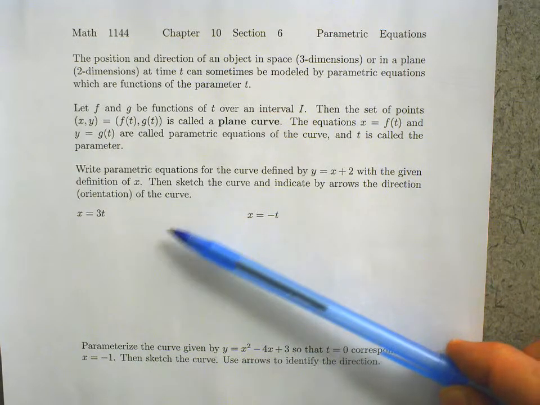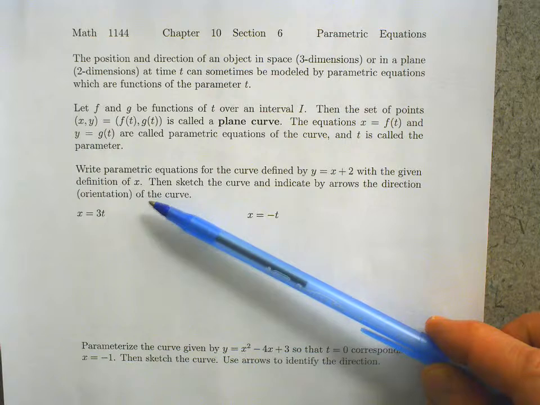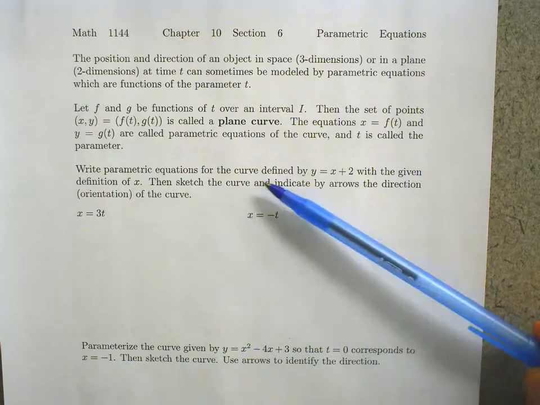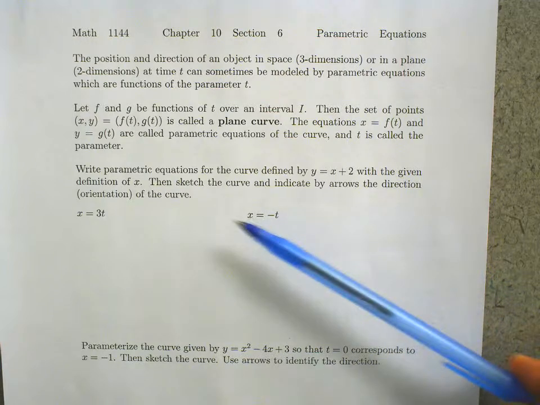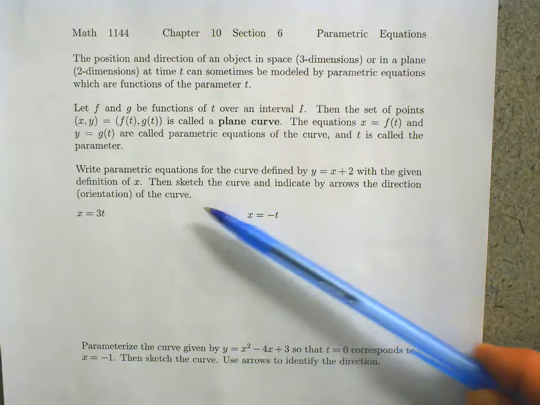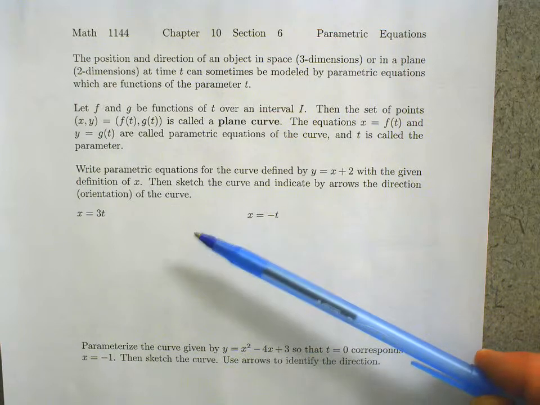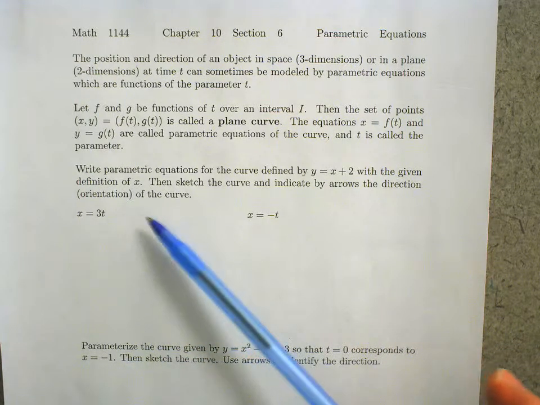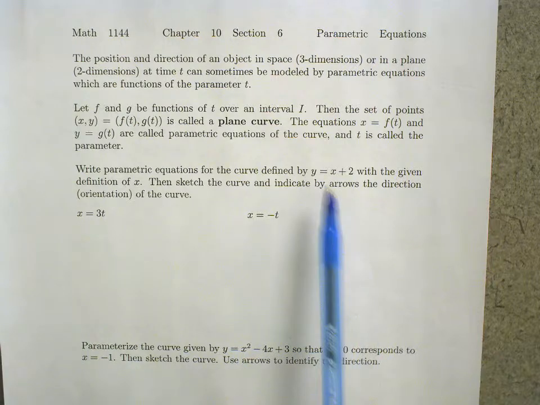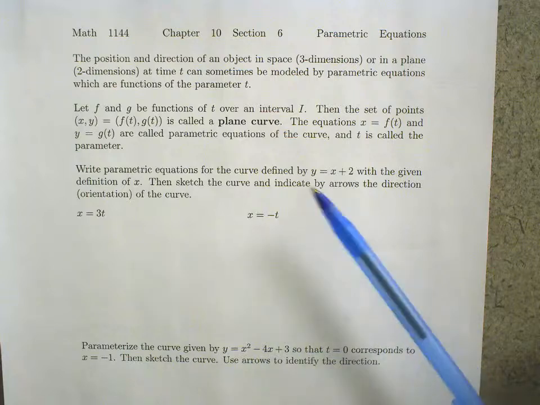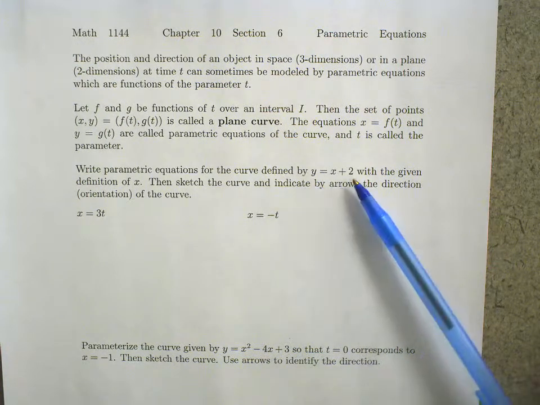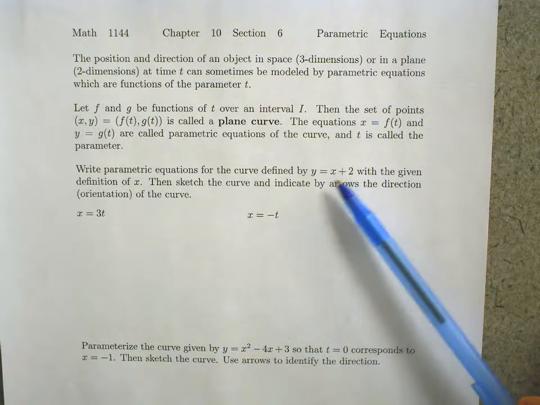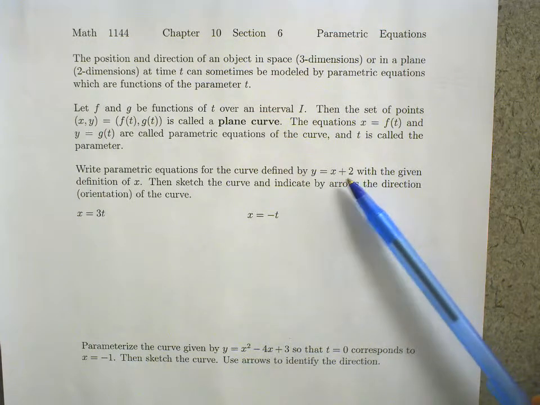So here's our first example. Write parametric equations for the curve defined by y equals x plus 2 with the given definition of x. Then sketch the curve and indicate by arrows the direction, also called the orientation of the curve. First note, we recognize y equals x plus 2 as a linear function. The graph of y equals x plus 2 is a straight line with slope positive 1 and a y-intercept of (0, 2).